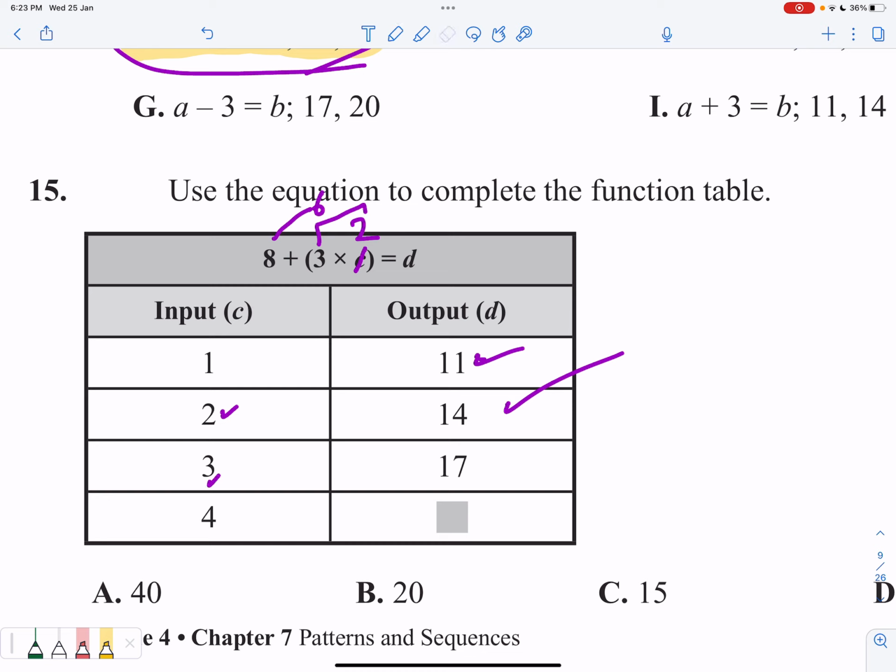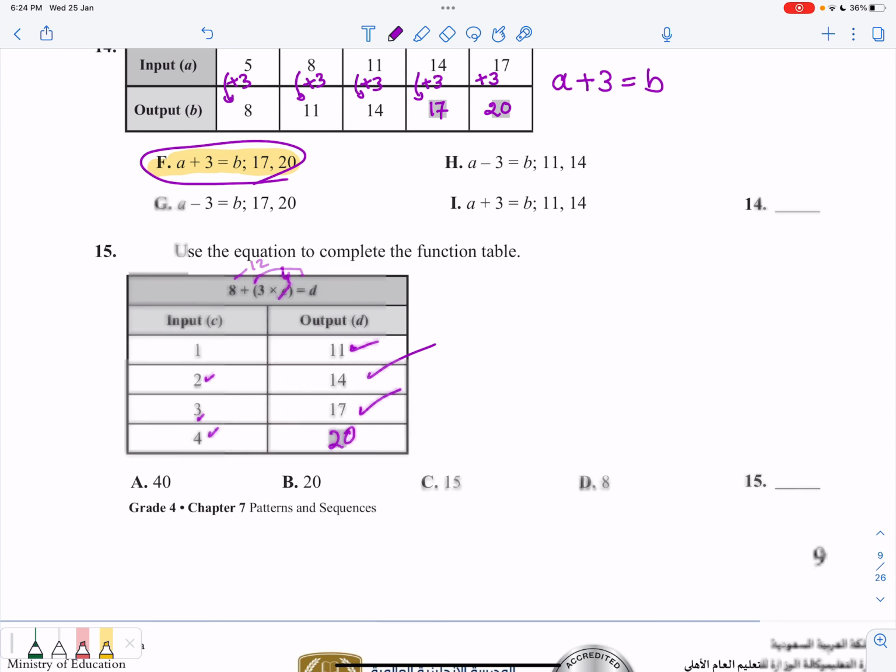Then again with the 3. We put 3 here. So 3 times 3 equals 9. Then 9 plus 8 equals 17, correct? Now let's do the last one. Let's do the 4. 4 times 3 equals 12. Then 12 plus 8 equals 20. So the solution here is 20, which is answer B.